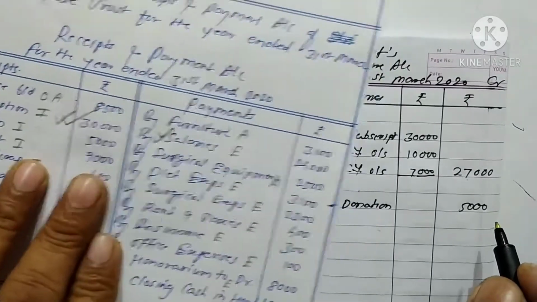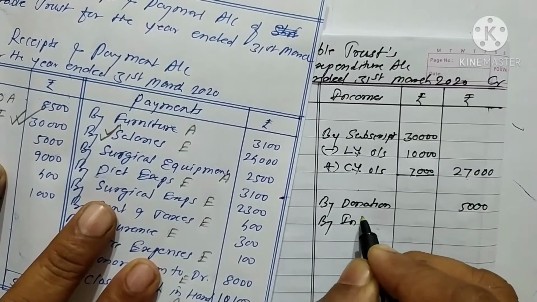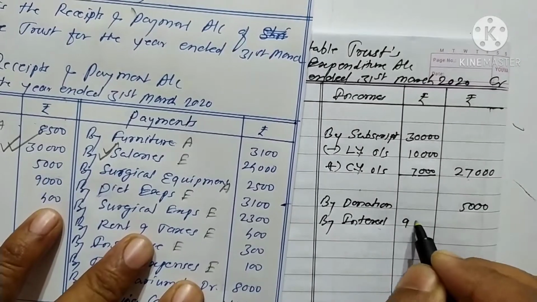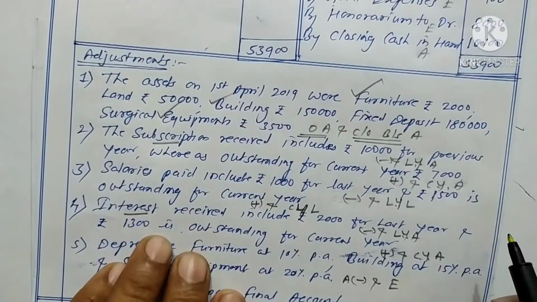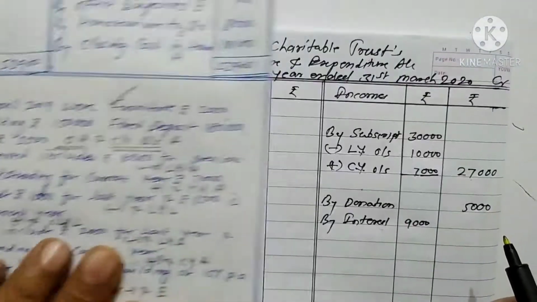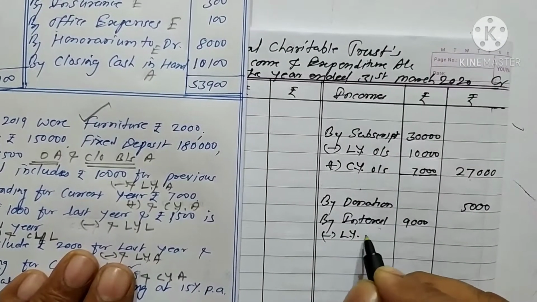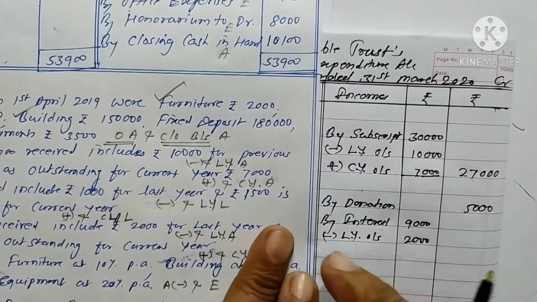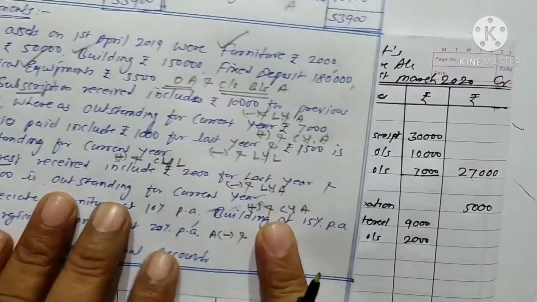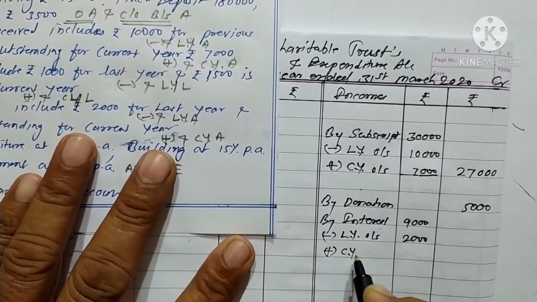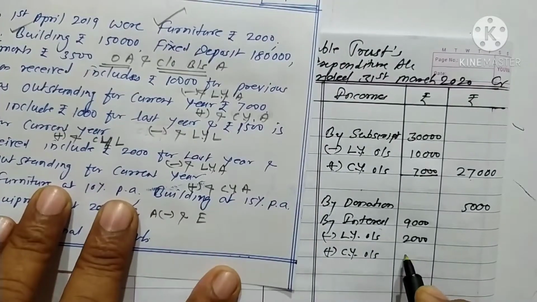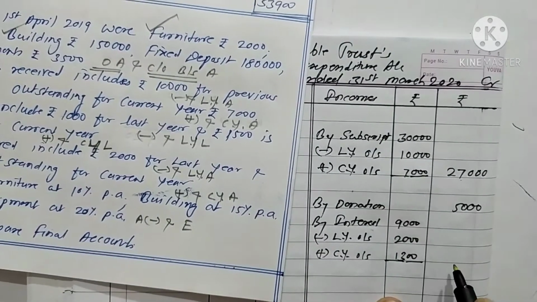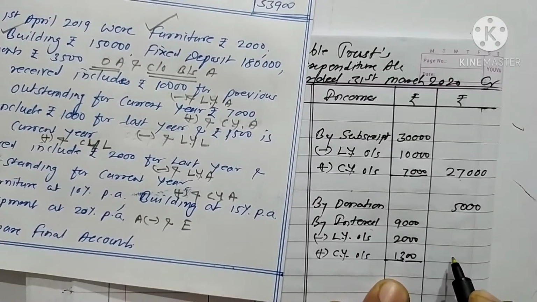Next is interest. Interest rupees 9,000, inner column. We have to adjust. See, interest received rupees 2,000 for last year. It should be deducted, less last year outstanding rupees 2,000, and current year interest should be added. Add current year outstanding rupees 1,300. Answer comes rupees 8,300.